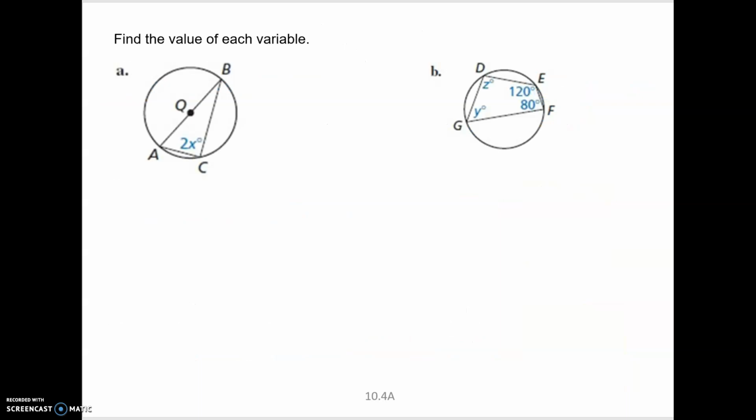Okay, so let's start with one of our triangles. Okay, this is our right triangle. So here is my hypotenuse. Okay, and across from my hypotenuse is my right angle. So if I'm finding the value of that variable, I know that angle right there should be 90 degrees. So if I set that equal to 2x and solve for x, I'm going to get that x is 45.